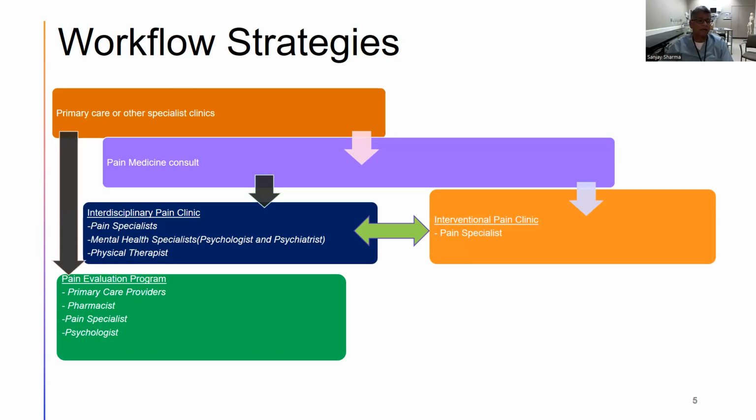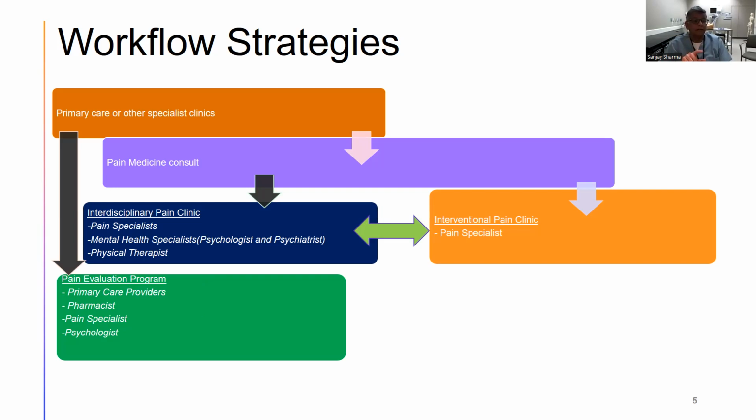Now, in our work at the VA here in New Orleans, we have a certain workflow for our chronic pain patients. First of all, they are seen by the primary care providers, physicians, and also the specialists. They put in a consult for pain management, and they come to us in the pain medicine department, or it goes directly to another section called the pain evaluation program, which is comprised of primary care physicians, pharmacists, pain specialists, and psychologists. This is mostly for medication management. They are welcome to consult us, but this section of pain management is run by the primary care section.